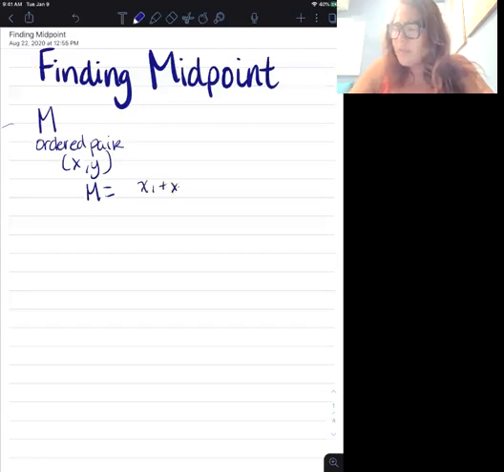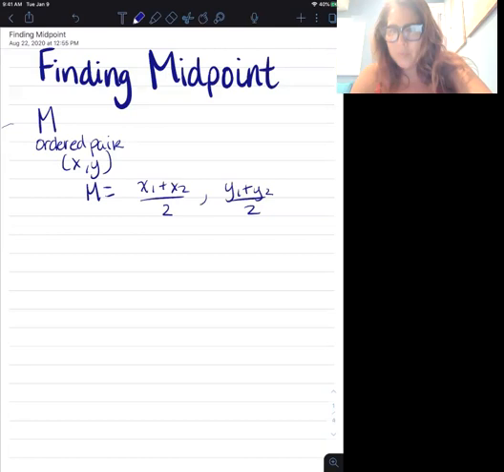x1 plus x2 divided by 2, and then y1 plus y2 divided by 2. So that's the formula you're going to use. And you're finding the midpoint between two endpoints. So you'll have a part of a line, you'll get their two endpoints, and then you're going to use this formula to find the midpoint. So let's get started.